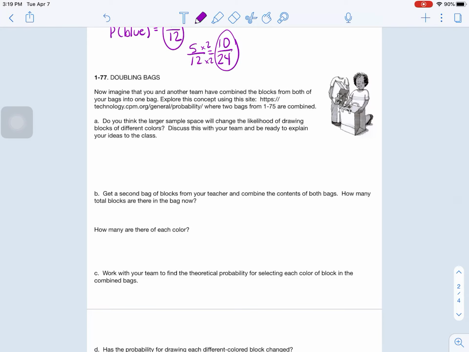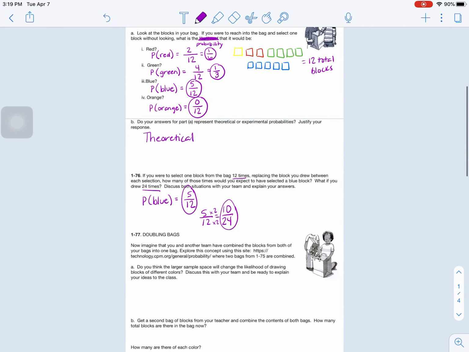Last but not least, so here's where that goal of this lesson comes into play with 177, doubling bags, and it's exactly what it sounds like. We're going to double those bags. So now imagine you and another person combine your blocks together, okay? So if we kind of go back up here, now, remember, I'm super visual, I need to see it. Now you don't have one yellow block, you have 2. Now you have 4 reds. Now you're going to have, bear with me here, 8 greens. Oh, and 10 blues.